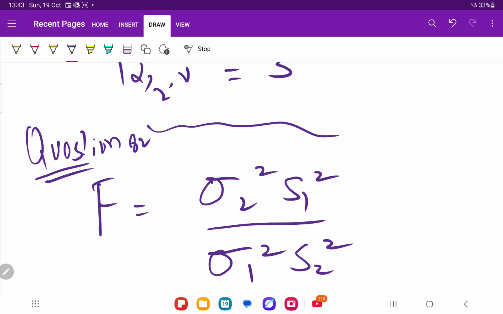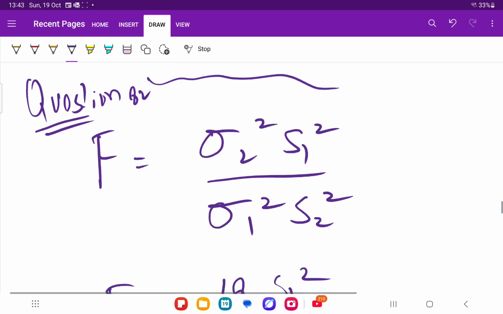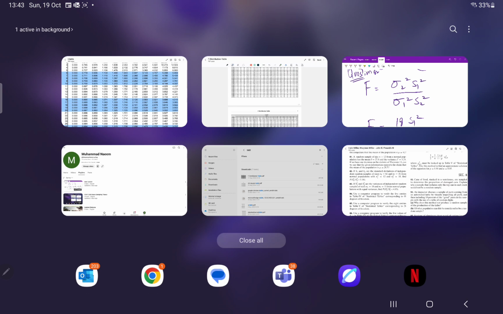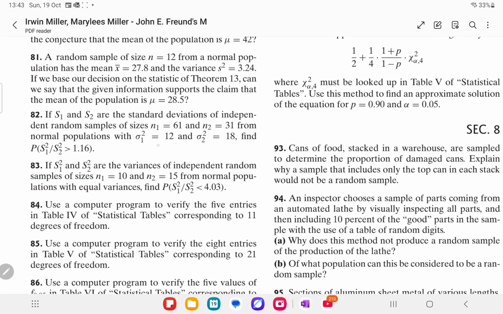So now we are covering question number 82 from the exercise, using the F distribution formula which is given. In this formula we'll use the values extracted from this question: sigma 1 square is 12 and sigma 2 square is 18. Okay, n1 and n2 will be used later when we see the table. Our objective is to calculate the probability of S1 square over S2 square greater than 1.16.